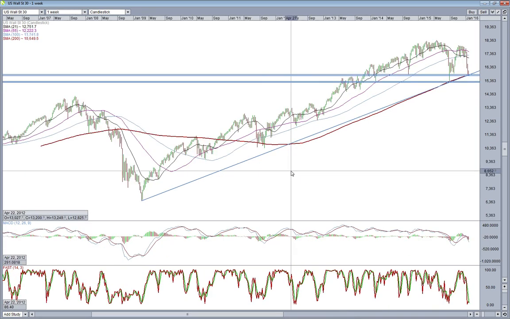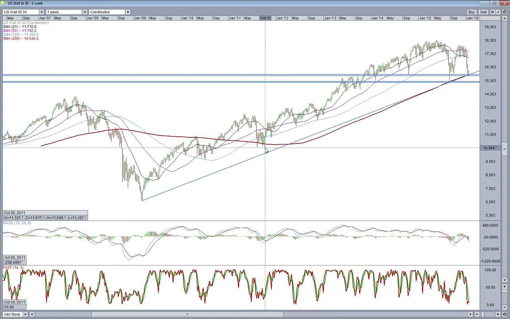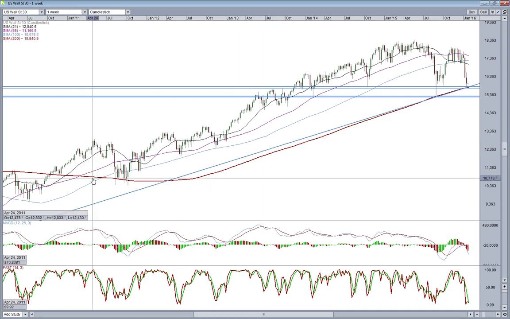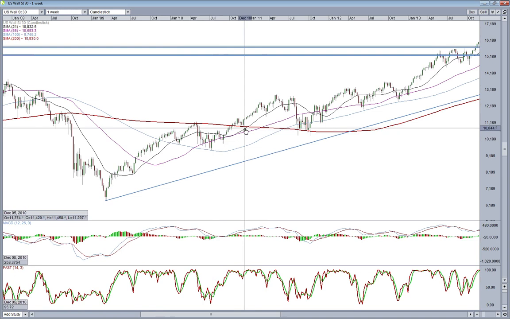If we look back further, we tested the 200-week simple moving average back in August 2011 and October 2011. Now, while we did briefly trade below these levels, we did catch bids, and we didn't see a weekly close below the 200-week simple moving average. Prior to this, we caught a bid again in November and December of 2010. This time we didn't trade below. We actually caught a bid.